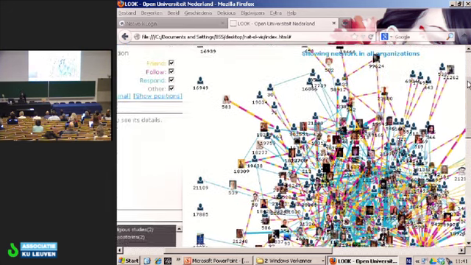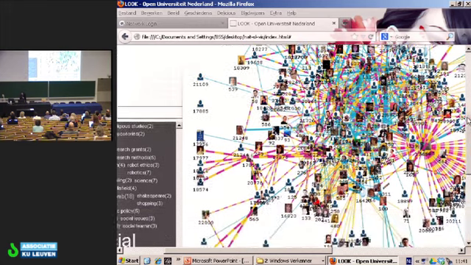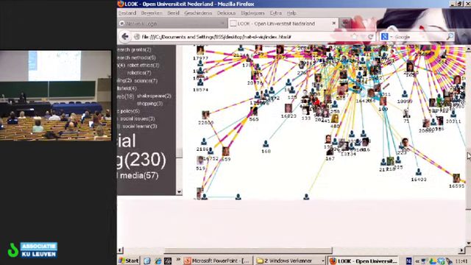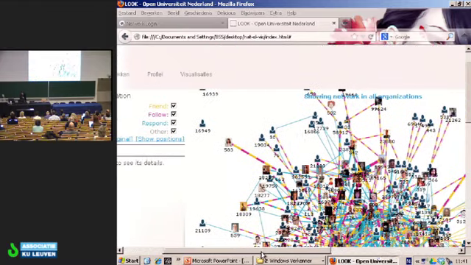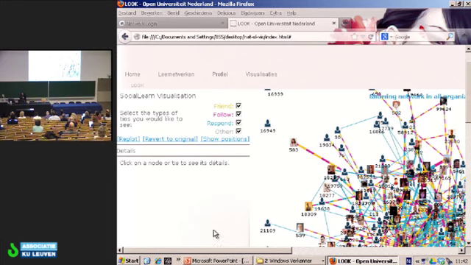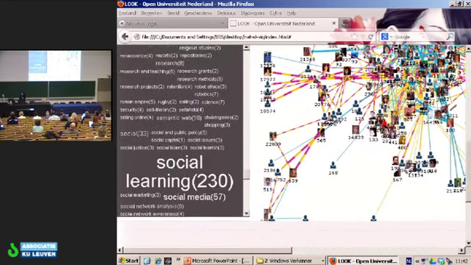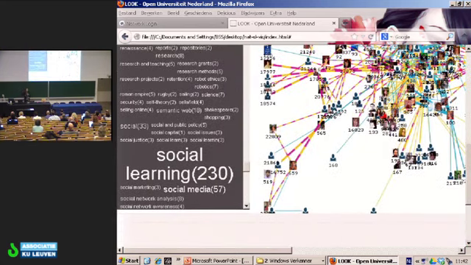Okay, so here in the middle you see the big network of the whole VisSocLearn platform. On the left you see the navigation system: the yellow ties are friend ties, the pink ones are the follow ties, and the blue ones are the response ties. And then on the left you have the theme cloud and the tag cloud. We presented the content in the form of a tag cloud. So the more people are engaging around the same topic, the bigger the word gets.